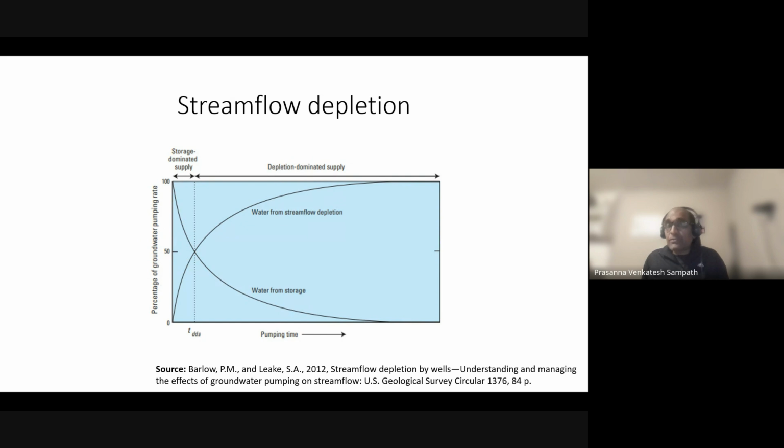Because this is a fundamental aspect that a lot of planners of groundwater resources don't take into account. This fact is ignored: for initial time, all the water is coming from storage, and then later on, whatever pumping is happening, the water coming out of the pumping well is basically water being lost by some stream or some lake nearby. It could be even more than one stream or more than one lake supplying the water to this pumping well.